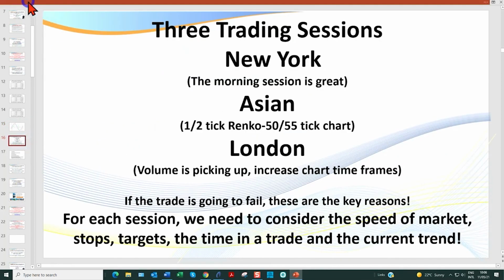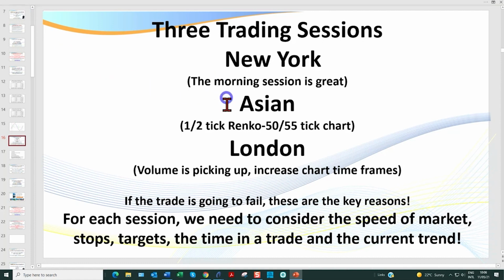Now when it comes to trading, there are three main trading sessions. We've got New York, the Asian session, where we're going to drop down significantly the time frame we normally use in New York. Then we've got the London session, where the volume's picking up and we'll increase the chart time frames. Now if the trade is going to fail, these are the key reasons.